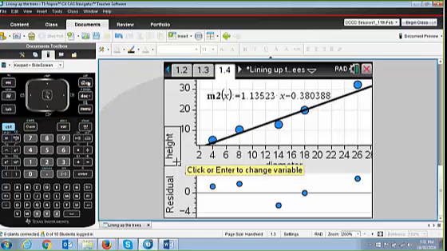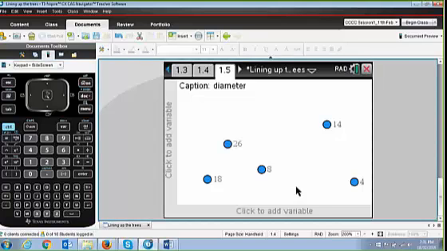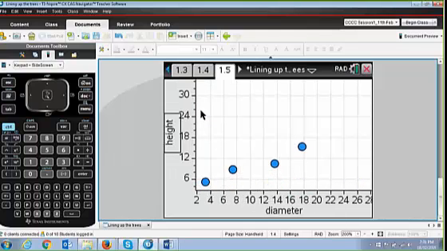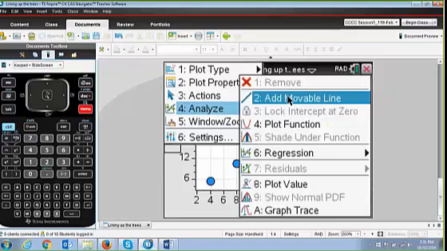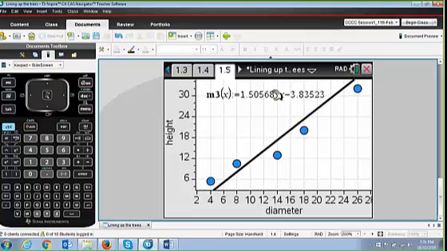And so we're going to introduce another data and statistics page. And that will be done here again, page 1.5 now. The usual scatter plot, diameter, height. And now this time on the menu, once again with the analyze, we'll add a movable line. You can see it's now movable line 3. Put the equation up there. Maybe jiggle it around a little bit here for starters.